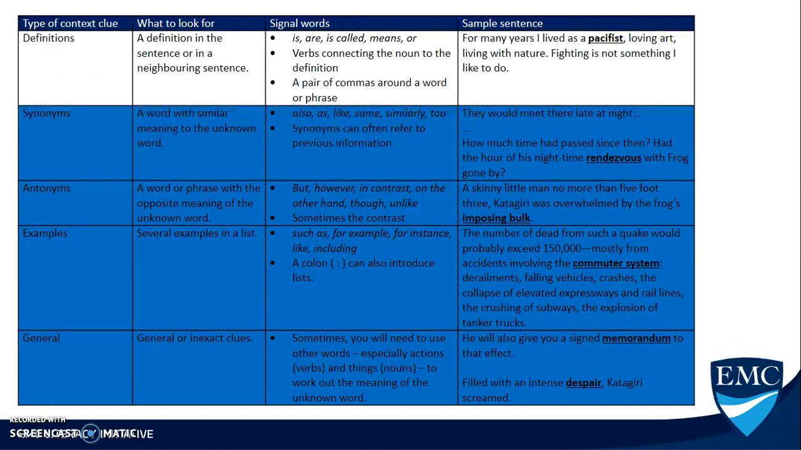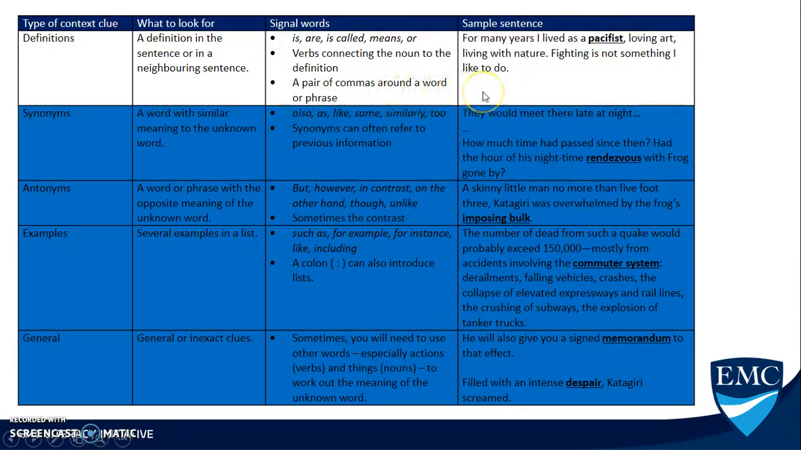The first one is definitions. So a definition in a sentence or a neighbouring sentence, these are often signalled by words like is, are, is called, means, or they could be signalled by the verbs connecting the noun to a definition, or a pair of commas around a word or phrase.